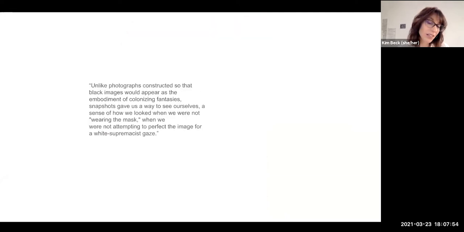And so now I'm just going to give you a few statements from the readings that I found particularly resonant. "Unlike photographs constructed so that Black images would appear as embodiment of colonizing fantasies, snapshots gave us a way to see ourselves, a sense of how we looked when we were not wearing the mask, when we were not attempting to perfect the image for a white supremacist gaze."